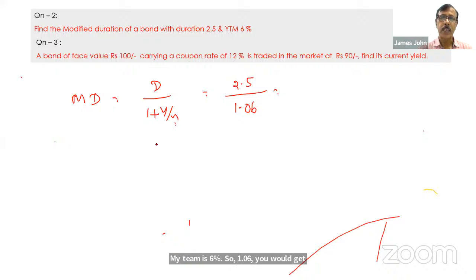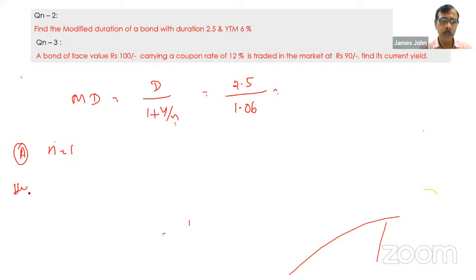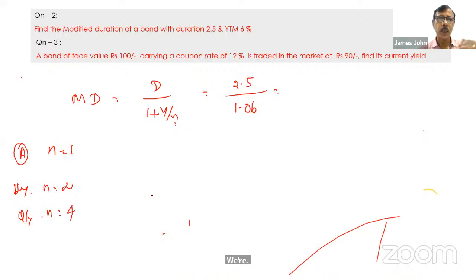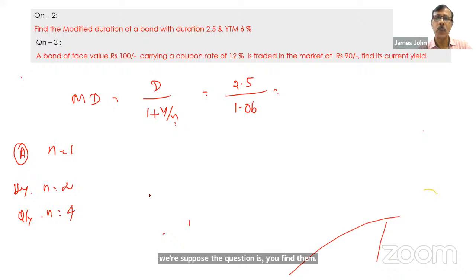Where what is n? n stands for the number of coupon payments in a year. Or I will put it in another way. If the coupon payment is annual, n is 1. If the coupon payment is half yearly, n is 2. If the coupon payment is quarterly, n is 4. Clear? Suppose the question is, find the modified duration if the duration is 2.5 and YTM is 6%, coupon payment semi-annually. That means you can take n as 2.